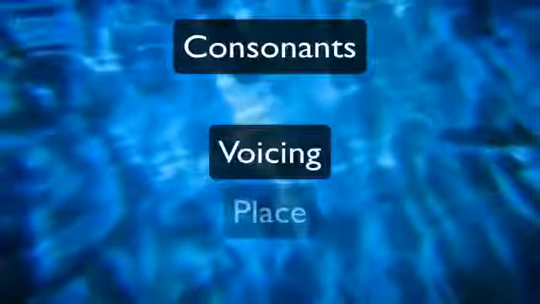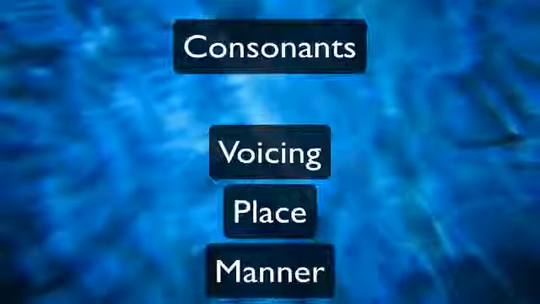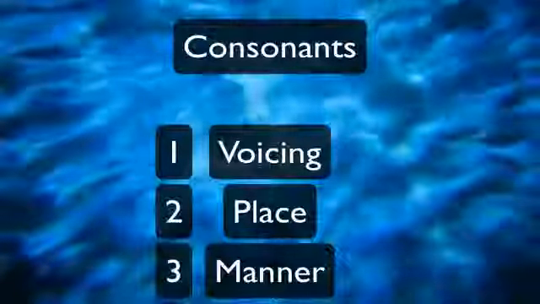3 things that make one consonant. These are voicing, place, and manner. And we'll talk about them in that order. Voicing is perhaps the simplest.